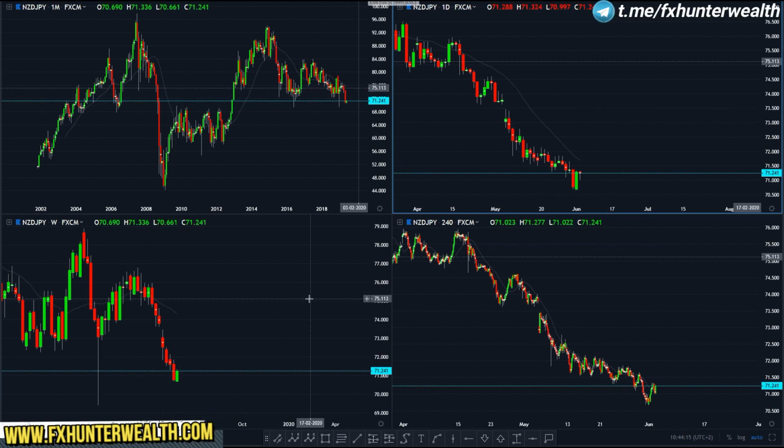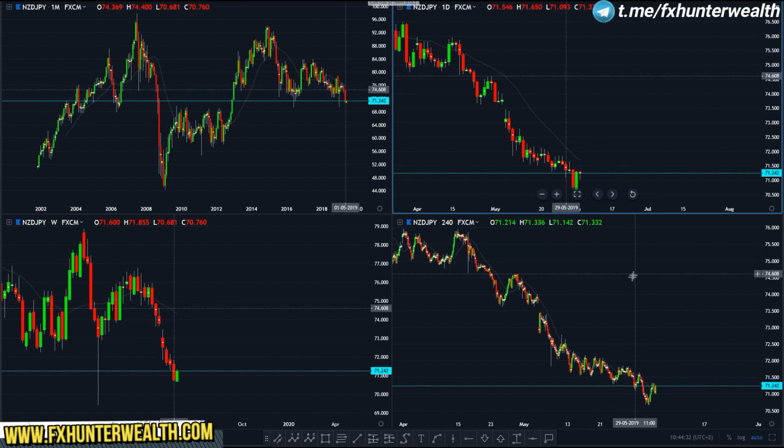I want to show how I'm doing the top-down analysis. It means that I basically analyze all time frames: the monthly in this top left chart, weekly in this bottom left chart, daily in this top right chart, and the 4 hour chart in this bottom right chart window.